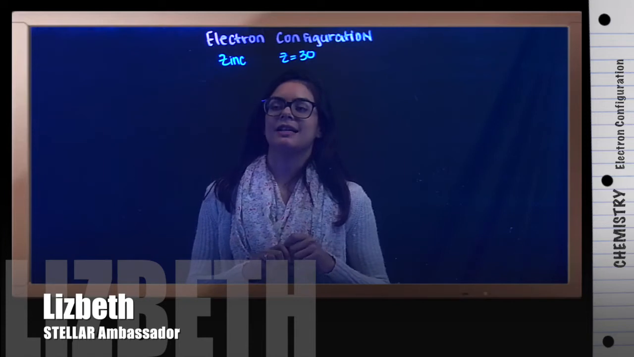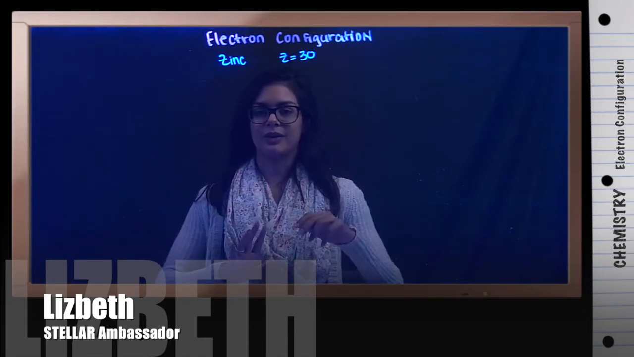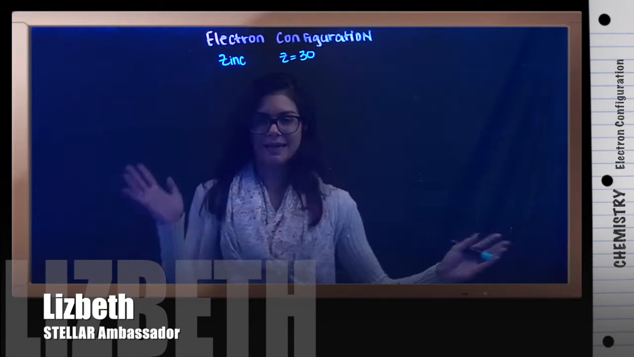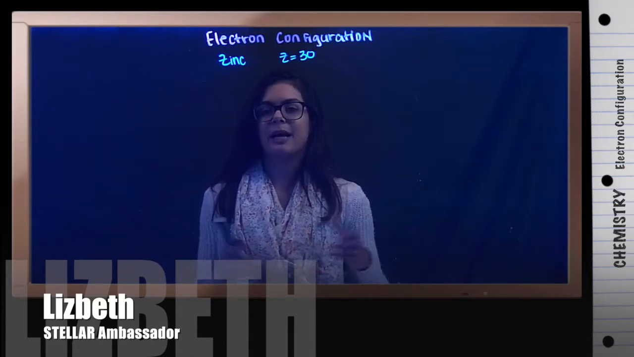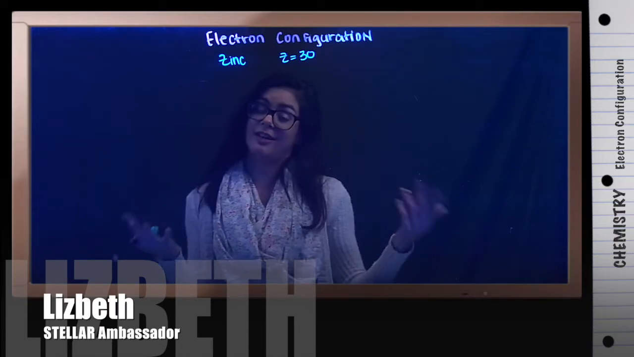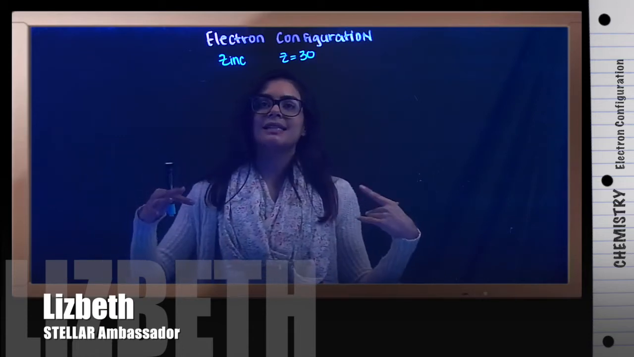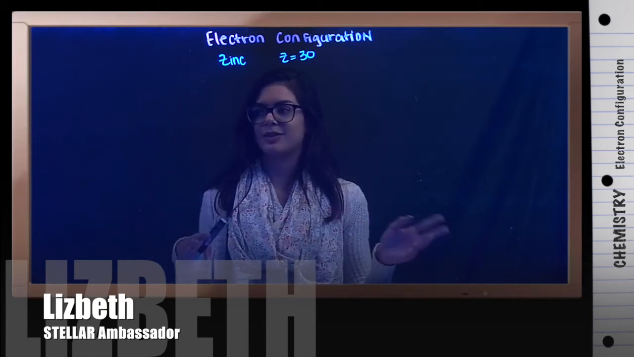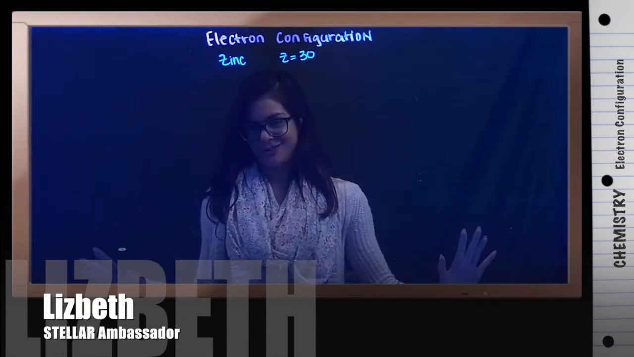So zinc has 30 protons, and now I'm going to do the little up and down arrows, and we're just going to do the whole shebang. So first I'm going to do the arrow diagram, and then I'm going to do the normal letters and numbers, and I'm going to tell you how to find the quantum numbers, and how to find out if it's paramagnetic or diamagnetic. So we're just going to go over a bunch of stuff.